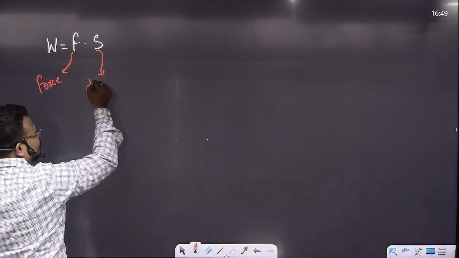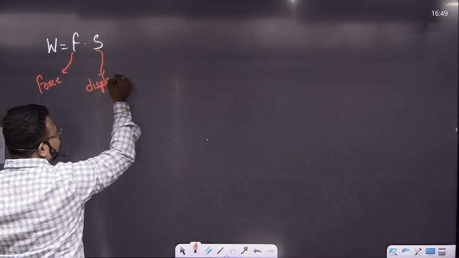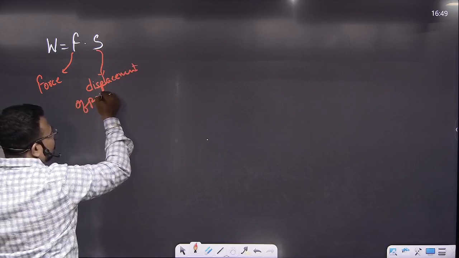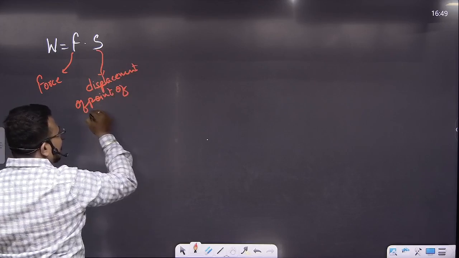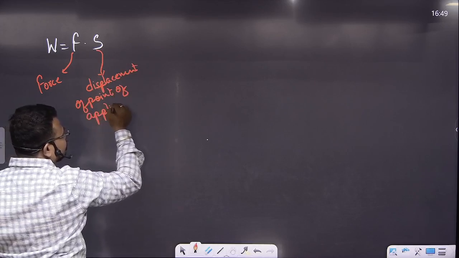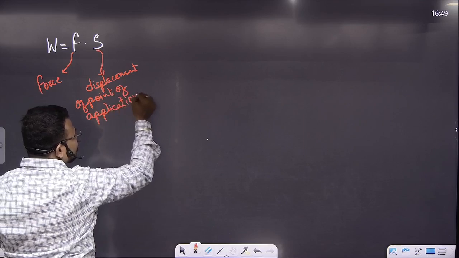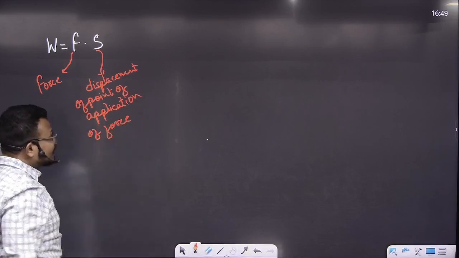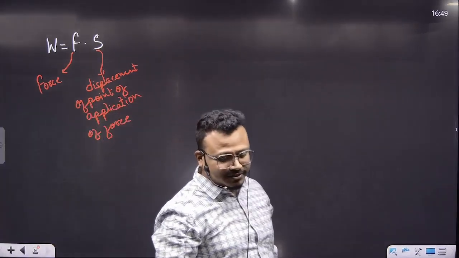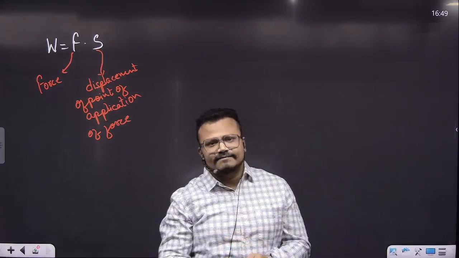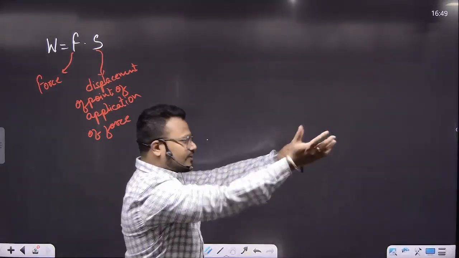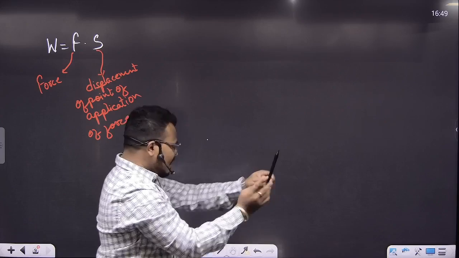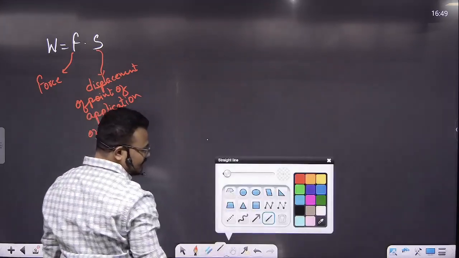I am writing it here: displacement of point of application of force. Why did I say this? Like if I take an example, I have taken one rod like this, I am holding a rod and I am moving. I will show that example in front of you, then it will be more clear.